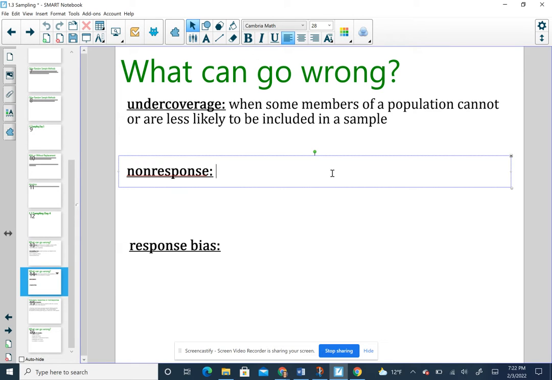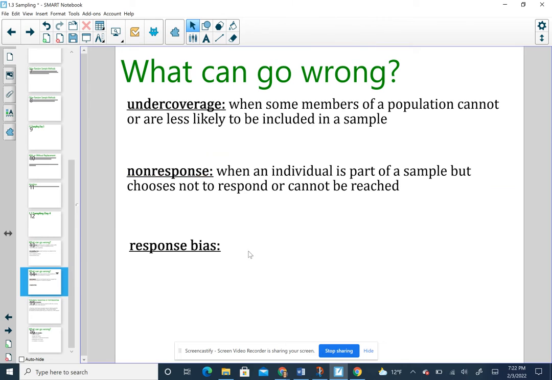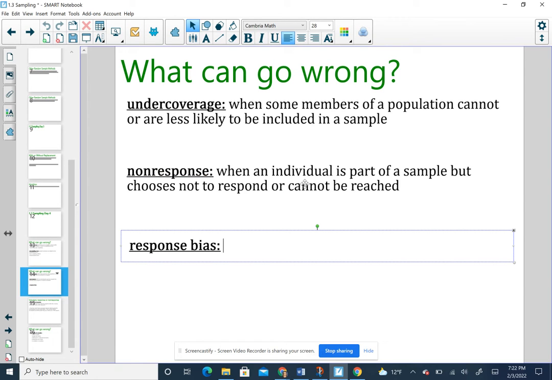Non-response is exactly how it sounds: when an individual is part of a sample but chooses not to respond or cannot be reached. One example of this would be, say you are chosen to be part of the sample and you are emailed the survey link and you simply decide not to fill it out. That'd be an example of non-response error.